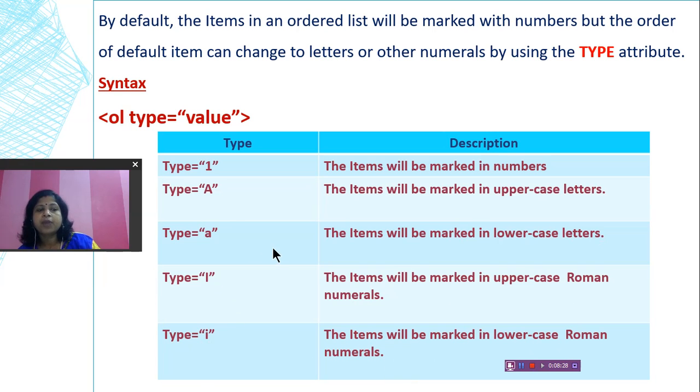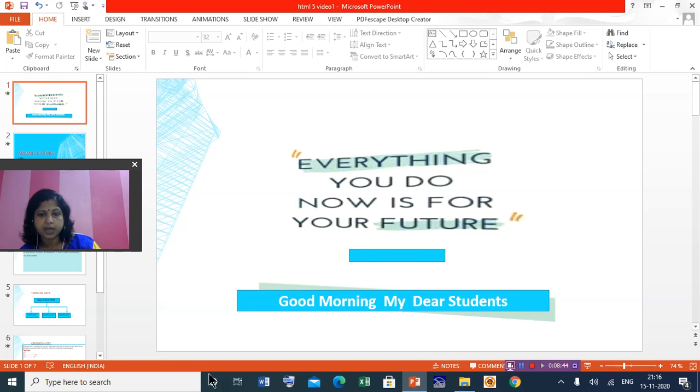But if you want to start in between, then another attribute you have to give, that will be start. It is not in your book, but I will show you. So let us go and see how we can make an ordered list. For that, as I told you, we will open notepad.